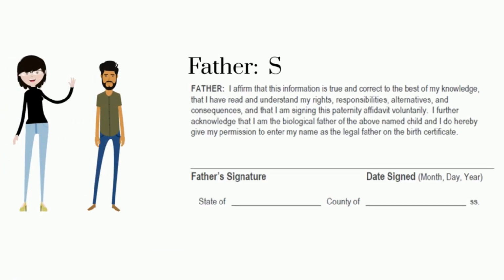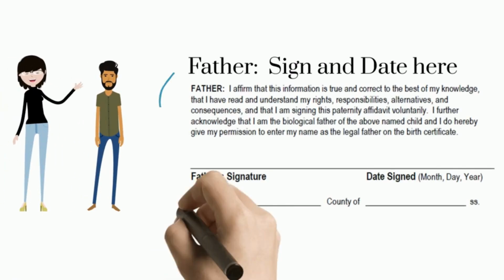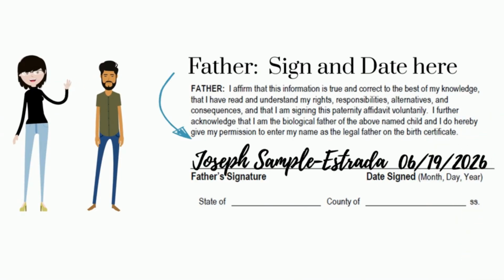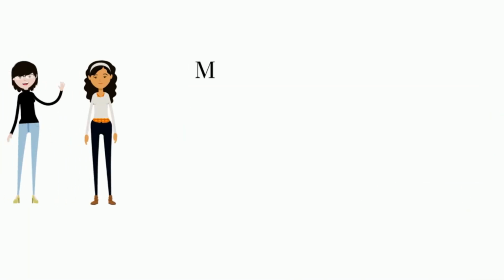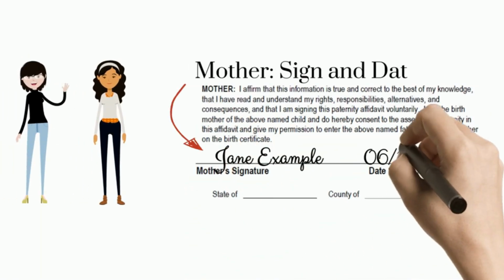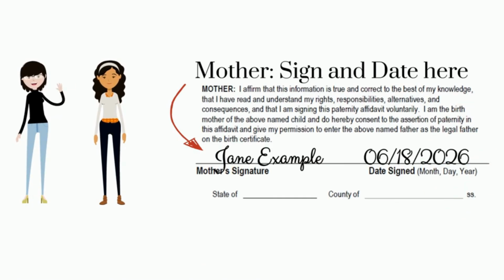Each parent must sign and date the document in the appropriate space in the presence of the notary. There are designated signature lines for the father and for the mother. Signatures must be clear and legible.